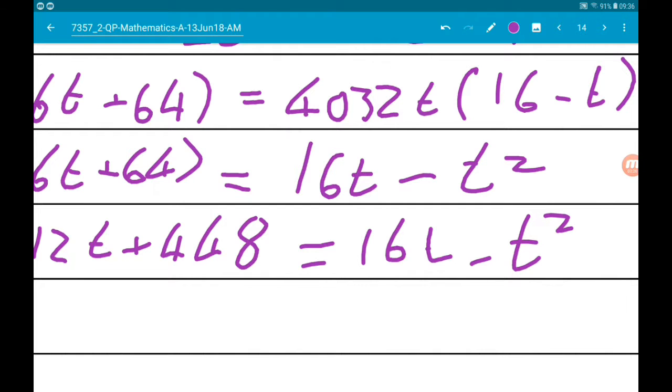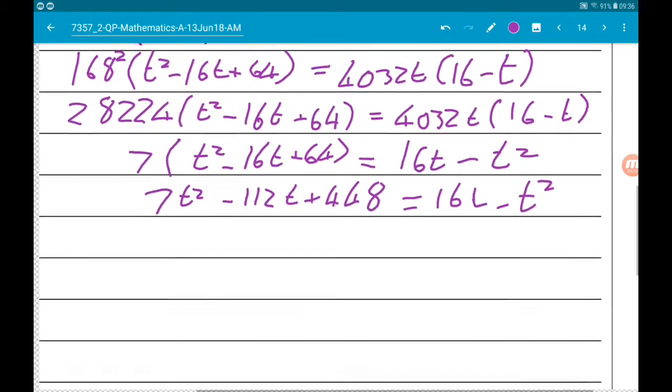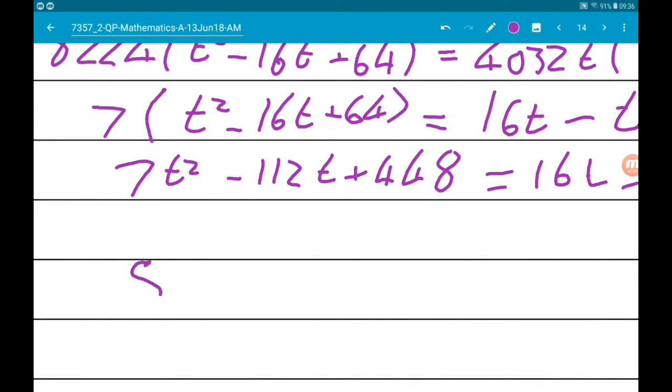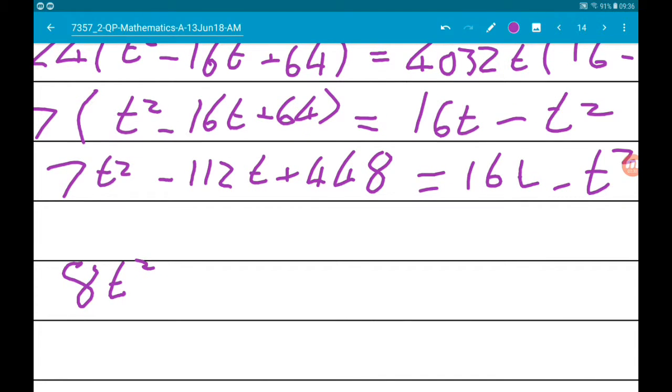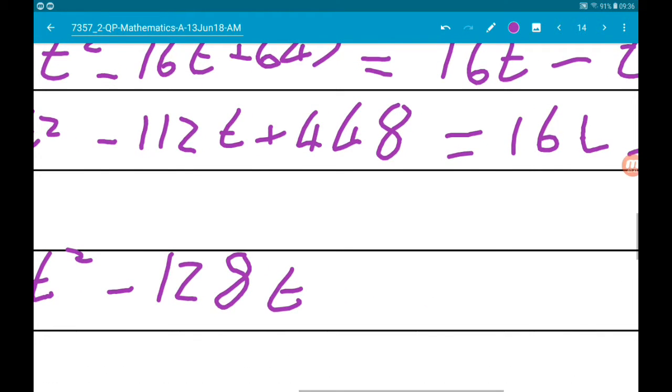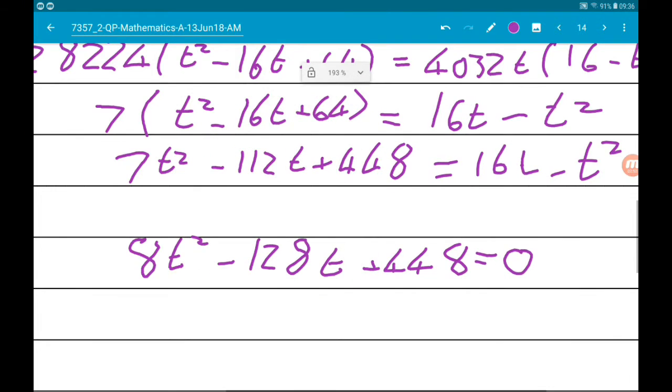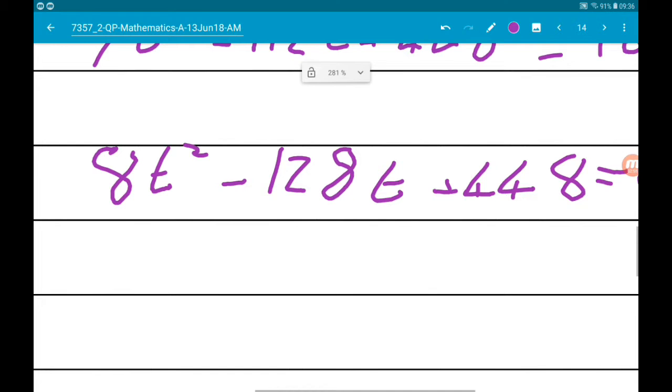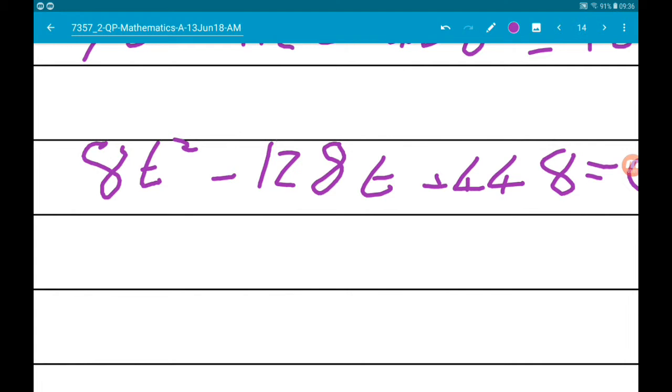It's quadratic, so let's get everything on the same side. Add t squared, we're going to get 8t squared, minus 16t, it's going to give us minus 128t, add 448. That is equal to 0. Now there is at least a common factor of 2. I think there's a common factor of 8. There is a common factor of 8, but my brain hurts.